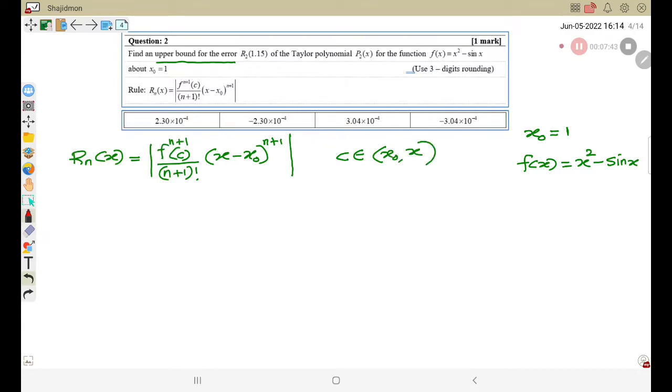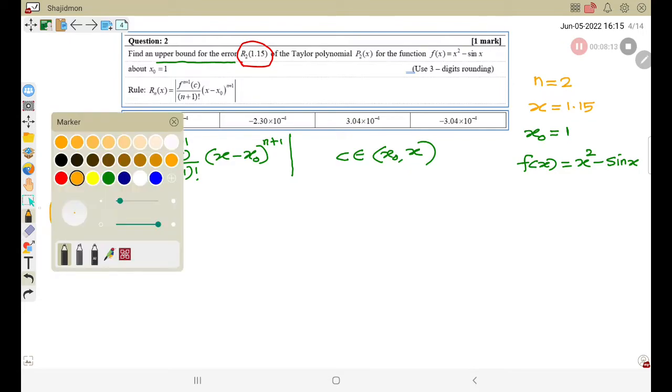Now what is our question? We need to find R2 of 1.15. What is the meaning of that? The meaning is that the n number is 2, correct? You can write on this side n equals 2. And what about the x number? The x number is 1.15. Okay, so I can just apply it here.